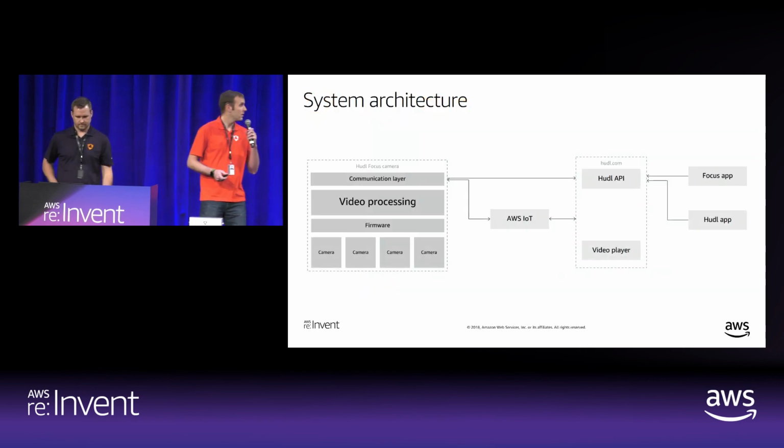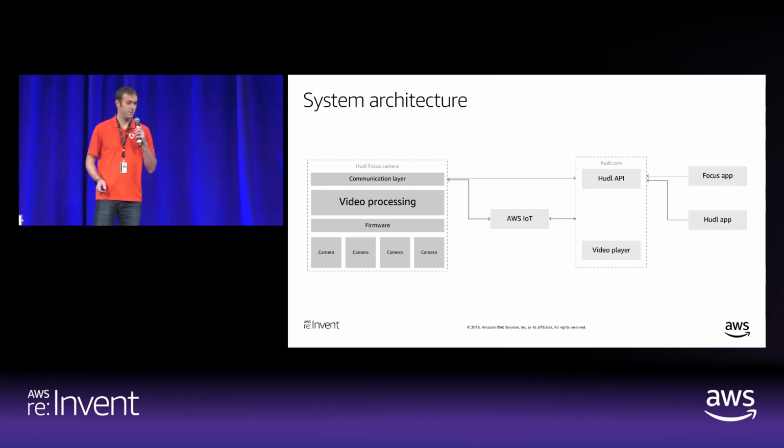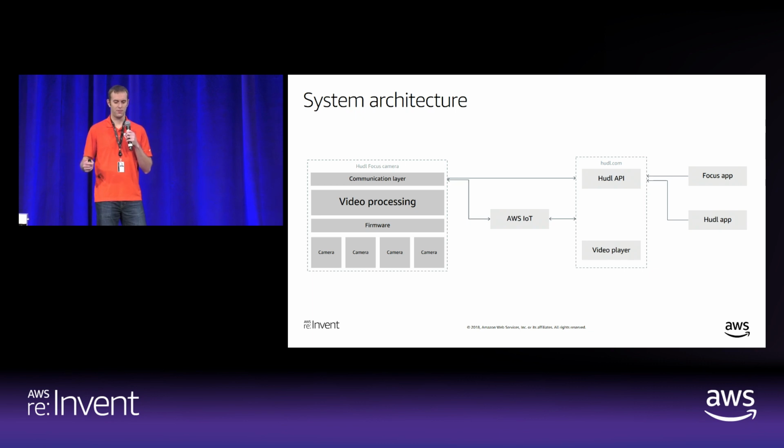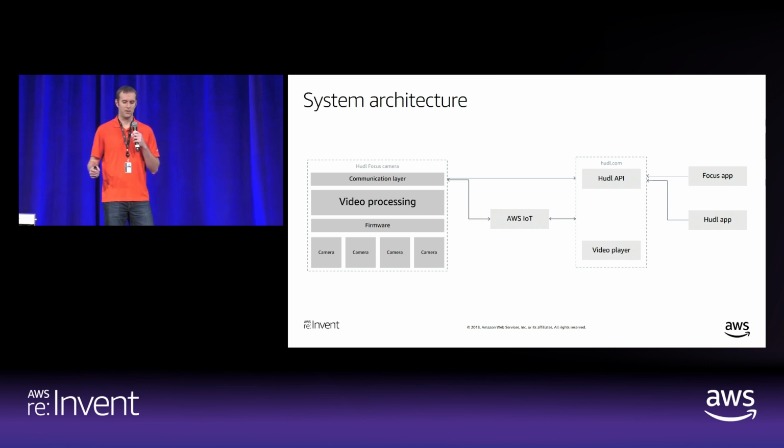Thanks, Zach. All right, so let's start off at a high level, and you can see some primary actors in our system. So on the left side of the screen is the Hudl Focus camera. There's a number of different layers of software that are inside of the camera. It runs a full OS, there's imaging processing, communication layers, and together we kind of call it the camera software.